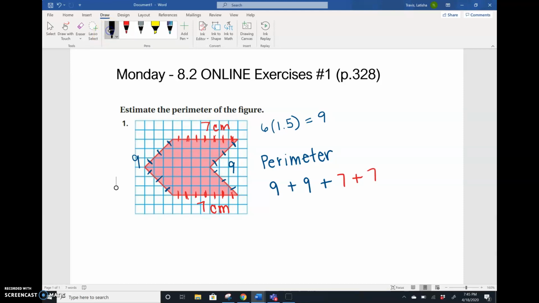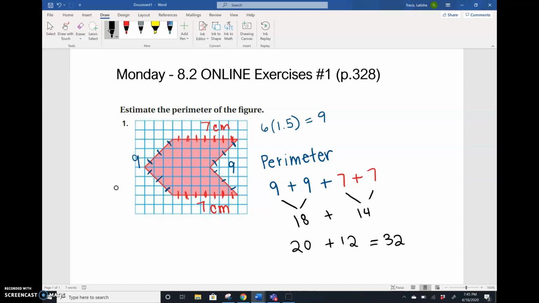Adding those up, I'll use black. We have 9 plus 9 is 18. And then we're going to add that to 7 plus 7, which is 14. Putting those together, in 18, we have a 10. Another 10, that gives us 20. Hopefully this is not confusing. Plus, we have our 8 and our 4, that gives us 12. Putting those together, we end up with 32.